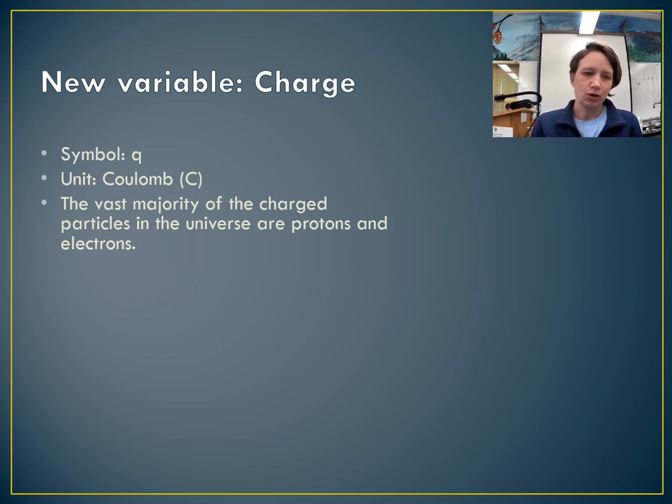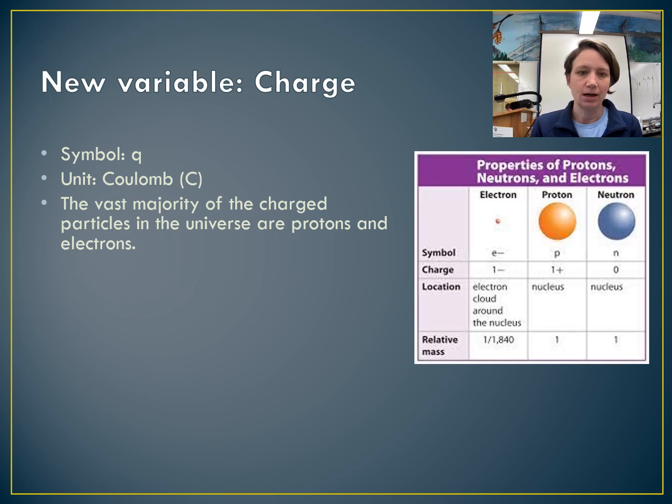Now, the vast majority of the charged particles in the universe are protons and electrons. There are also neutrons in the universe, but those aren't charged, as you'll see in just a minute. So mostly what we care about is the charge on a proton and an electron, and how having different amounts of protons and electrons in an object is going to control the charge of an entire object.